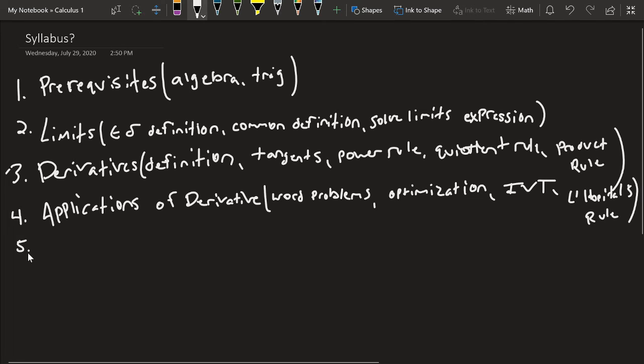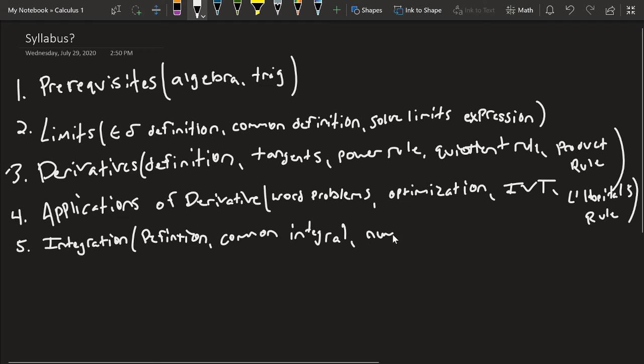Likewise, after touching on the applications of a derivative, we'll come to integration. With integration, we'll obviously start with the definition of an integral. How would a mathematician define an integral versus how would, say, an engineer or a student want to define an integral better? We'll talk about some common integrals. Can you take the integral of a polynomial? Can you take the integral of a basic trig function? And likewise, we'll also touch on numerical integrals.